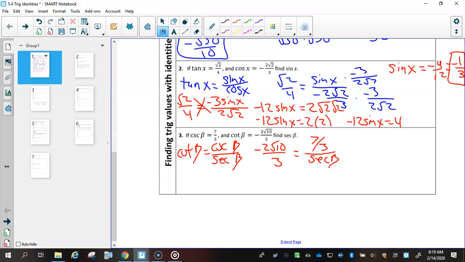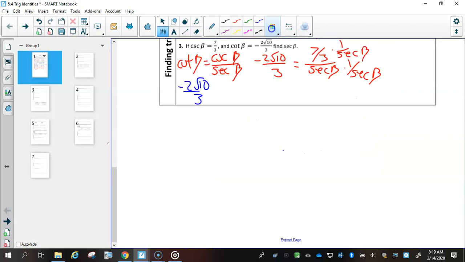Just like in the last one where we tried to get this out of a fraction within a fraction, do the same thing. I'm going to multiply by the reciprocal. So that I get negative 2 root 10 over 3 equals 7 over 3 secant beta. Except I forgot the secant. And then still cross multiply.